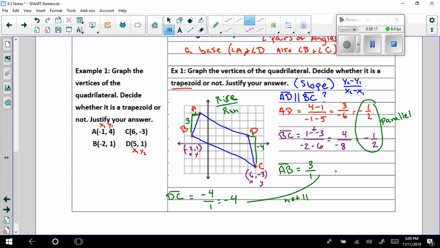And so, yes, this is a trapezoid. ABCD is a trapezoid because there's one pair of parallel sides and one pair that's not, which is exactly what you should have.